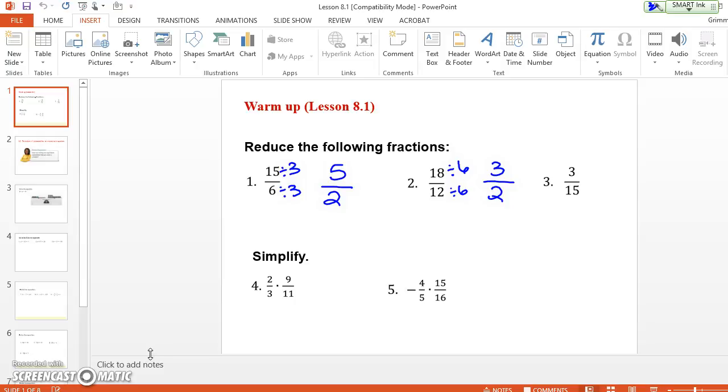3/15. Emmy. So the greatest common factor is? 3. There you go. So I get 1/5. Okay, that's the skill we're going to be using today.